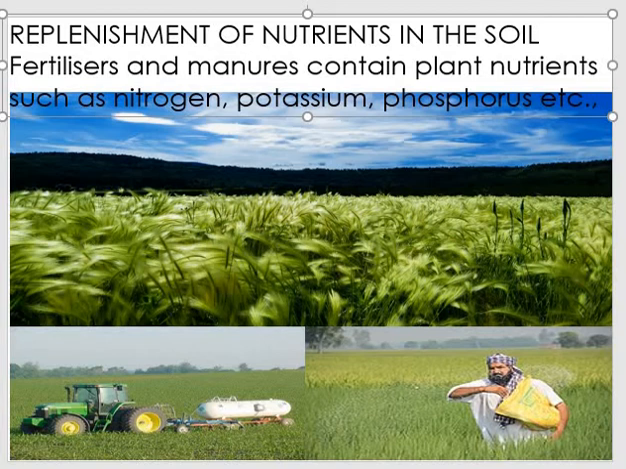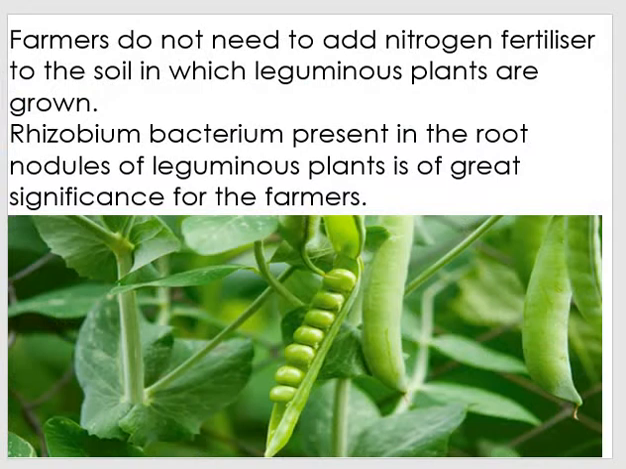That's why farmers use manure or fertilizers in the fields to enrich the soil. Since fertilizers are chemicals, they can pollute the soil as well as nearby water bodies. So, farmers do not need to add nitrogen fertilizer to the soil in which leguminous plants are grown.